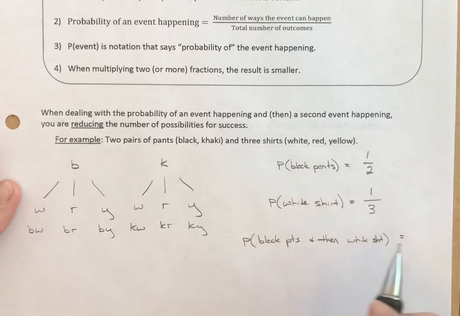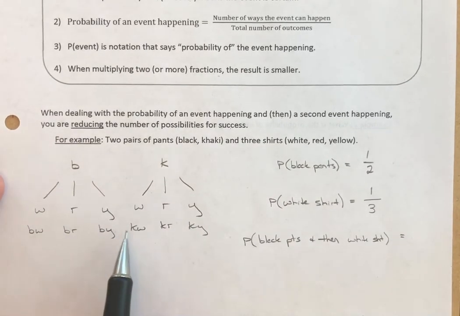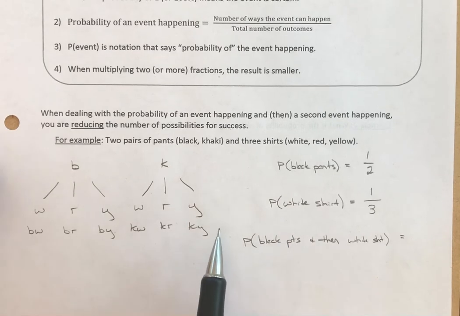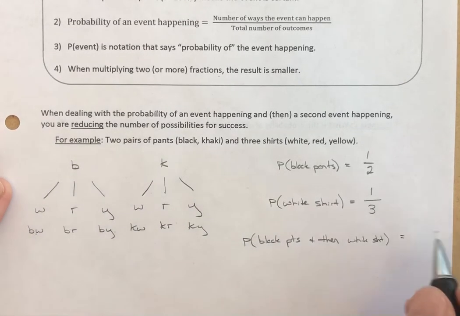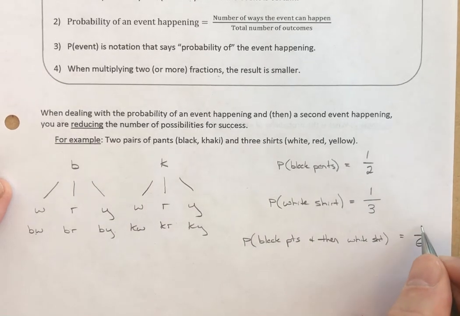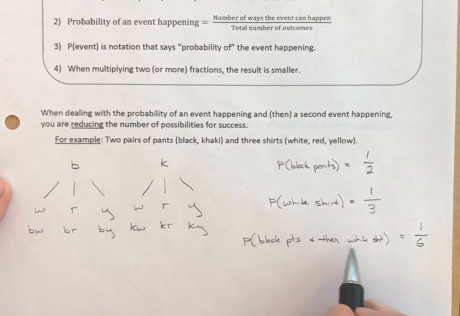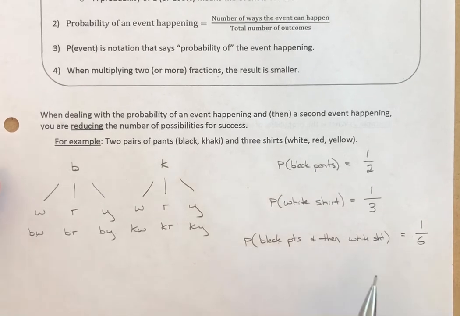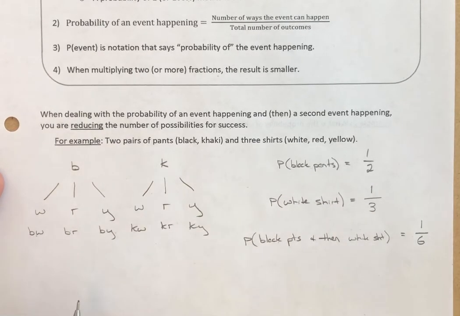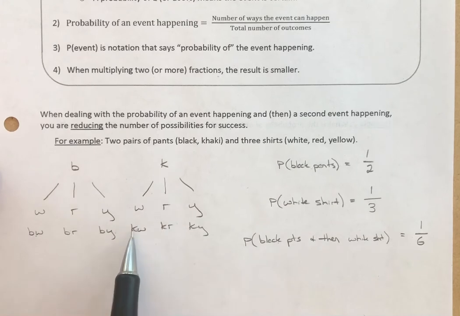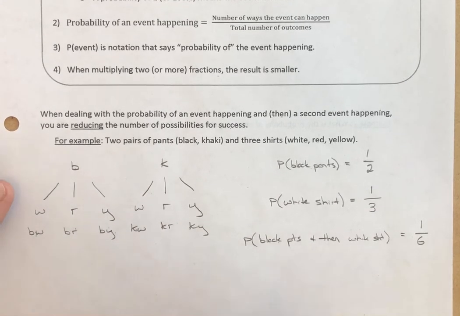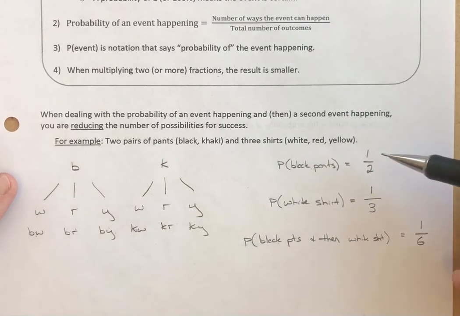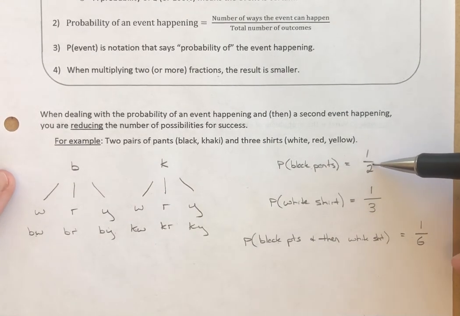Okay, well, let's take a look. I have 6 possibilities of a combination of pants and a shirt. One of those is the black pants with the white shirt. So the chance that I pull the black pants and then the white shirt, again, randomly without looking, is 1 out of 6. These 5 are what I'm not looking for. I want the black pants with the white shirt. Okay, so you can see here, if we take this fraction times this fraction, I get 1/6.